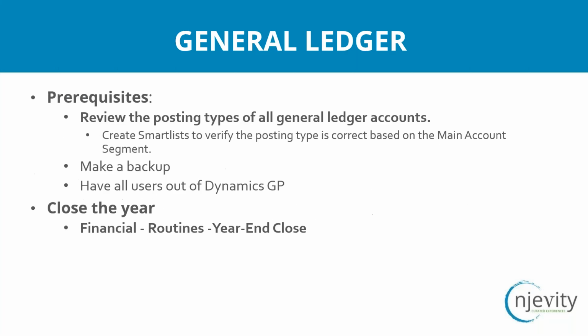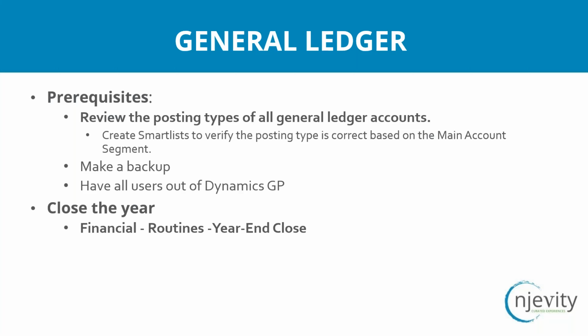Okay, prerequisites. You want to review the posting types of all your general ledger accounts. Every single year do this, because if you have a profit and loss account that is set as a balance sheet in your chart of accounts, then it's obviously going to get a balance rolled forward and it's not going to roll to retained earnings. Vice versa, if you have a balance sheet account that got accidentally marked as a profit and loss account, it's going to roll to retained earnings and not have a balance for it.